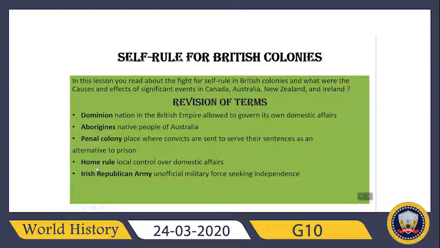Then we have home rule. Home rule means local control over domestic affairs. At the end we have the Irish Republican Army. It was an unofficial military force that was seeking independence.